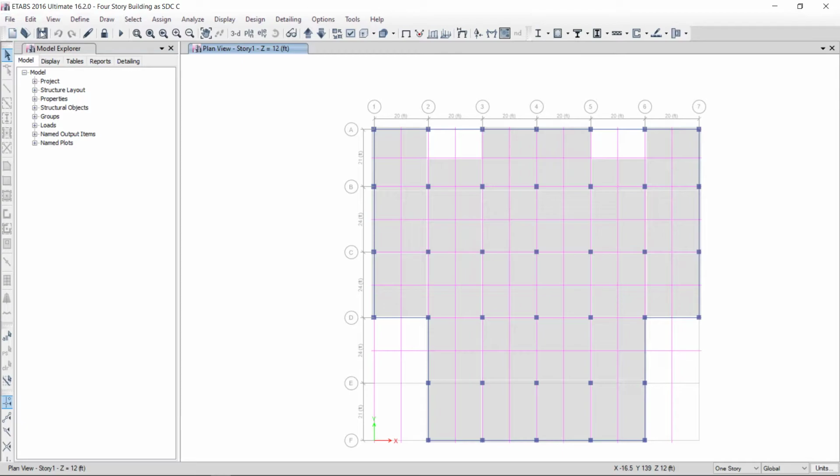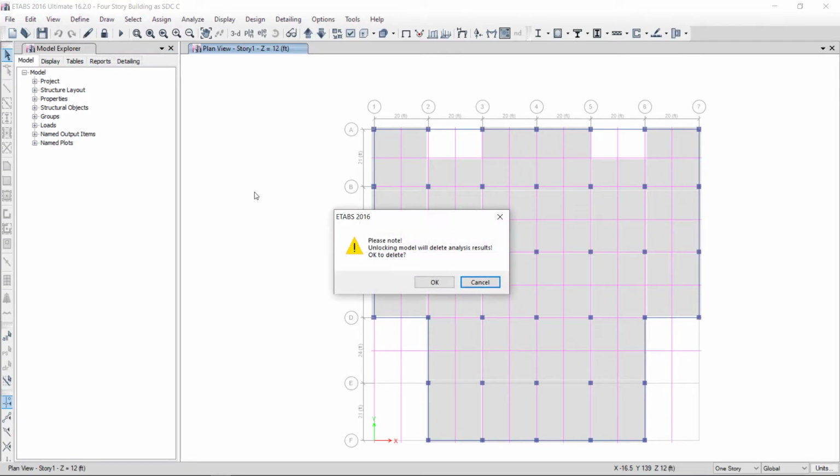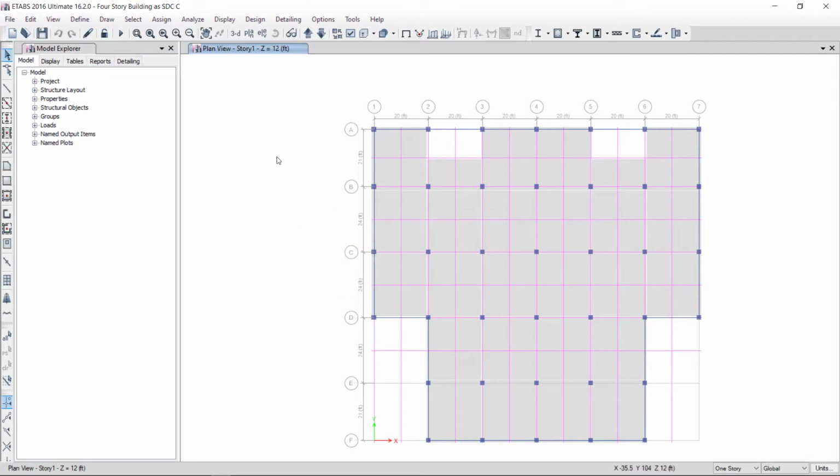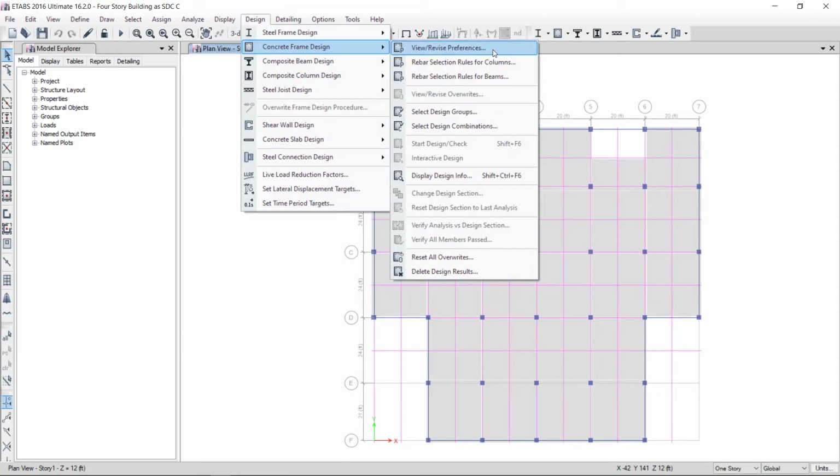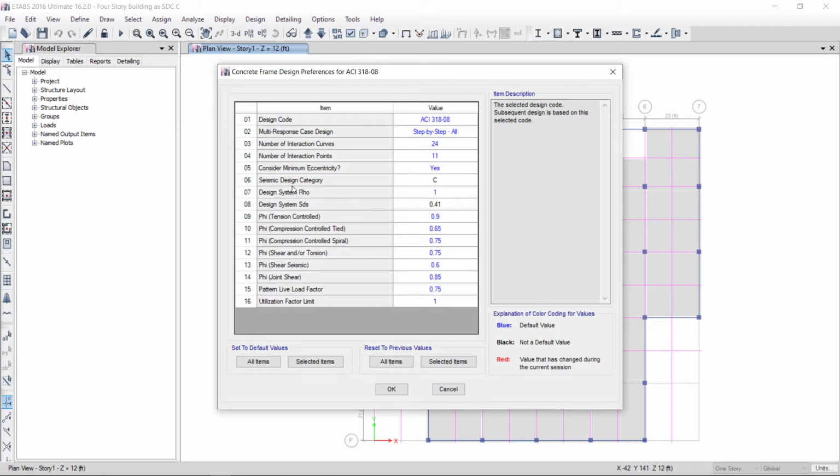Same model, and in concrete design preferences, I have already changed the seismic design category to C. Seismic design row is 1 and SDS value is 0.41. So these 4 parameters have already been changed.